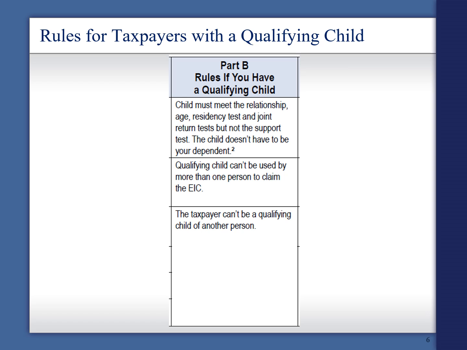The child does not have to pass support tests, i.e., the taxpayer does not have to provide more than 50% of the child's support, and the child can earn more than $4,700. This means that the child does not have to be a dependent, but is a qualifying child for EIC. Also, another taxpayer can't claim the child for purposes of EIC. The taxpayer cannot be the qualifying child of another person.